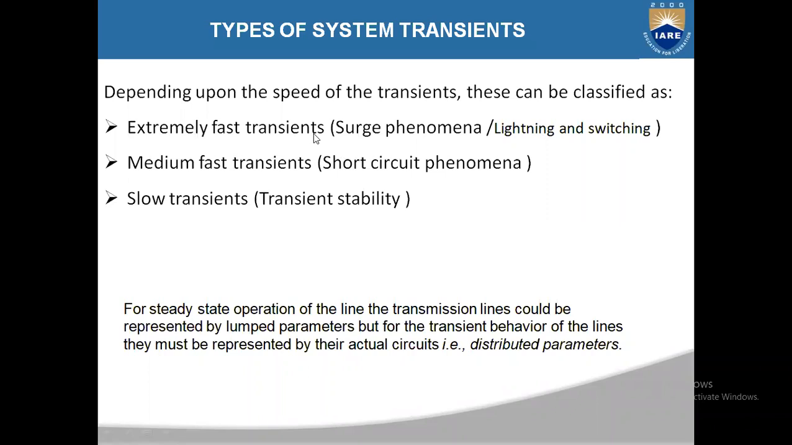So the waves produced by those transients will be traveling at a very fast rate. And the medium fast transients are those which occur due to short circuit phenomena. When the transmission line is short circuited, the transients produced will have a medium velocity, so you may call them medium transients. And slow transients occur in the case of transient stability. When you are doing transient stability analysis, you can consider them as slow transients.